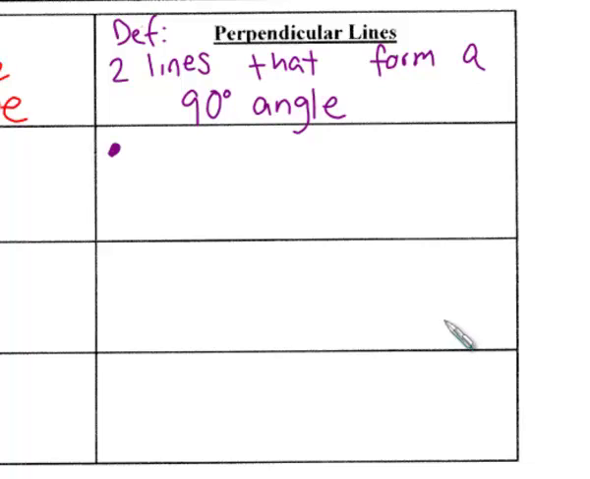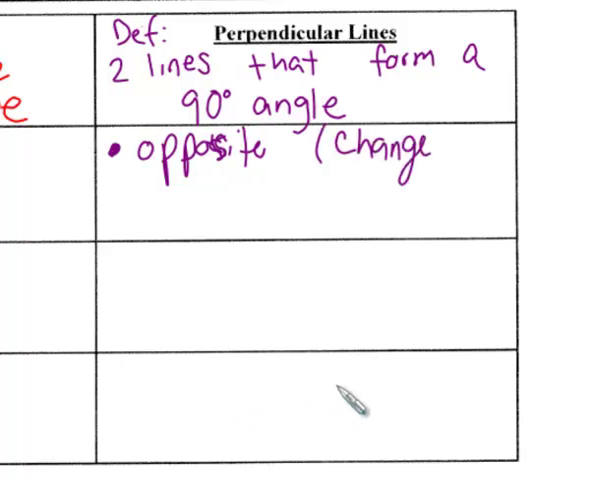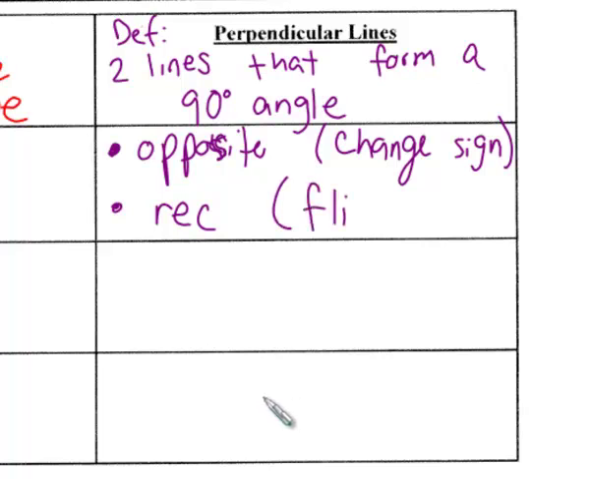So, in order to find the opposite, which just means change the sign. If it's negative, it's going to become positive, and if it's positive, it's going to become negative. So that's what I mean by opposite. And then the reciprocal. So, you're going to flip the fraction.